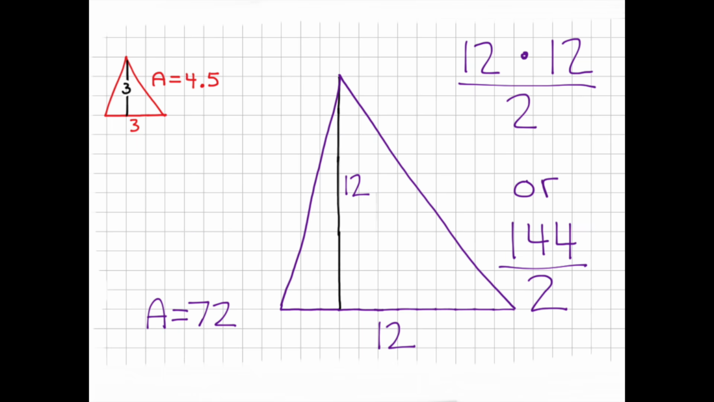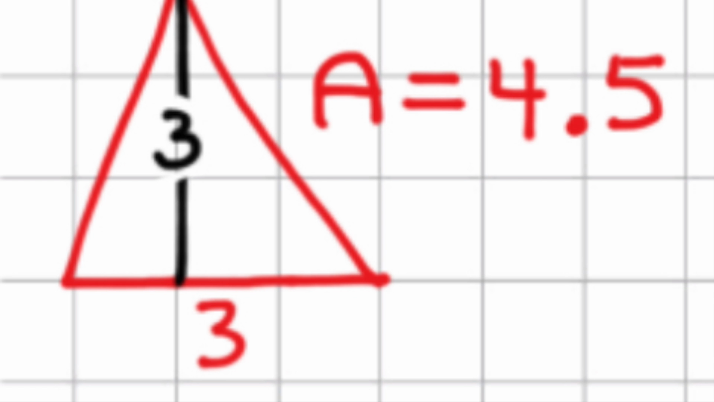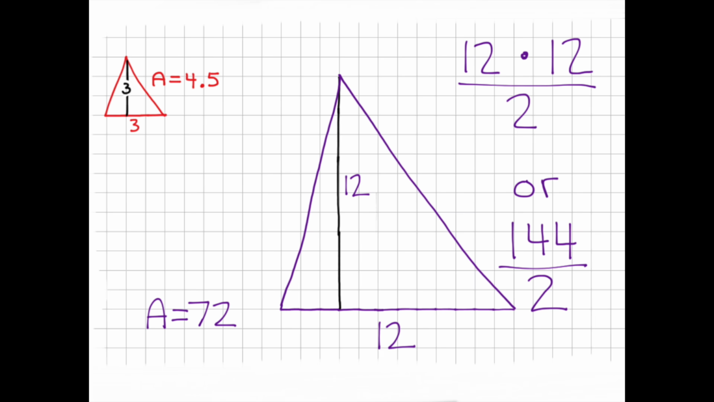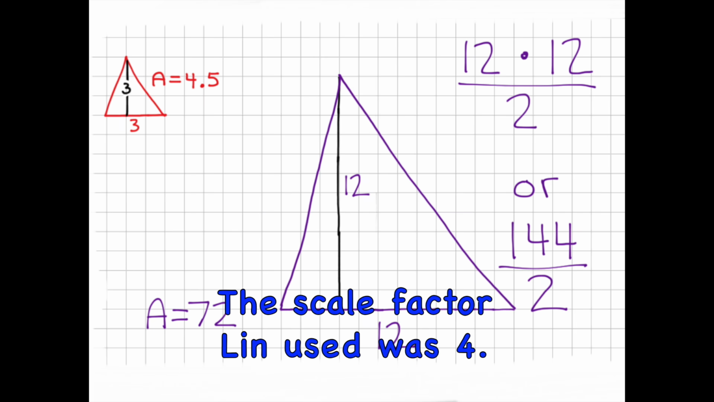So to figure out the scale factor, I'm going to compare the base of triangle A with the base of Lynn's scaled copy. The base of triangle A is 3, and the base of Lynn's scaled copy is 12. 12 is exactly 4 times greater than 3. So the scale factor that Lynn used was 4.